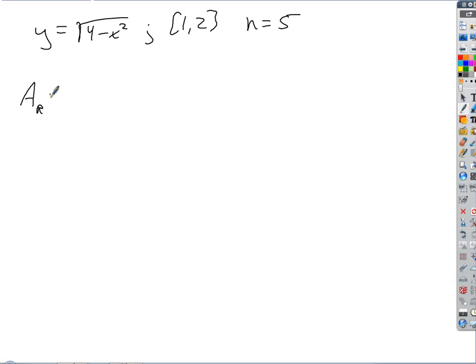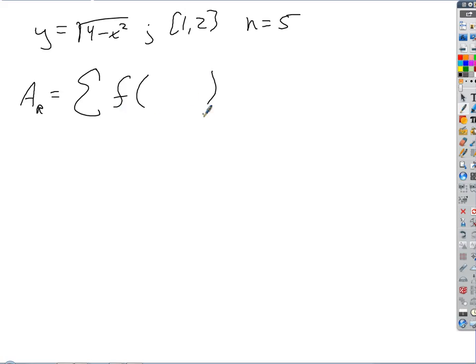A sub R is always what? Let's not even worry about this function. What is it in general? A sub R is going to be the sum of all of the right rectangles. And what's going to be the area of a right rectangle? Its height times its width, right? What's the height going to be? F of what?